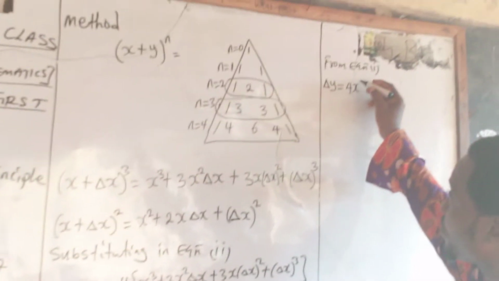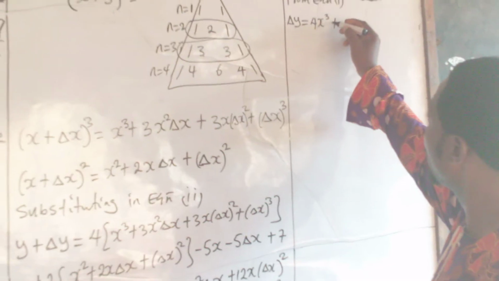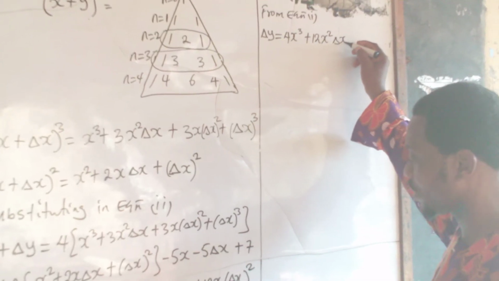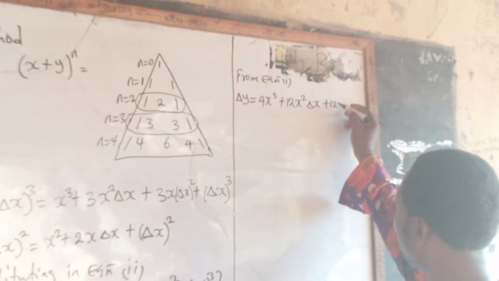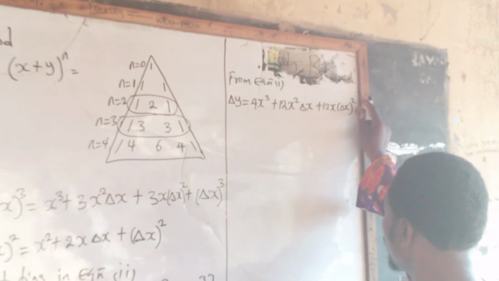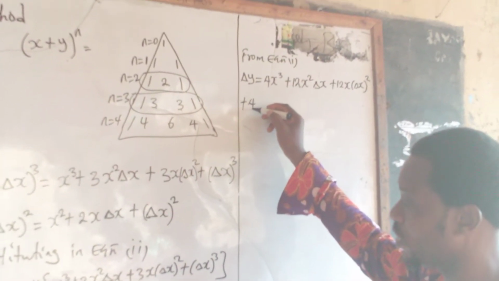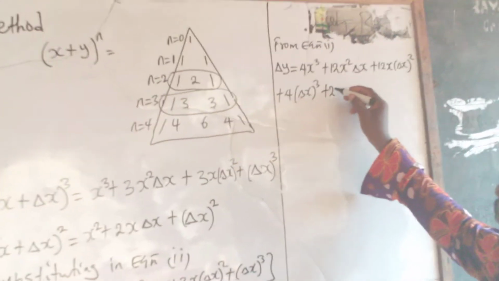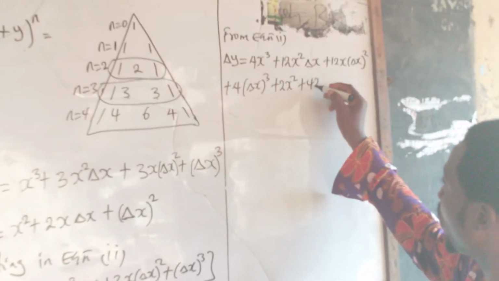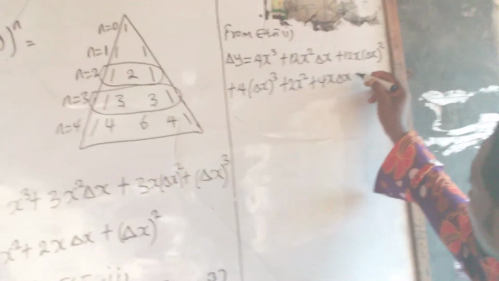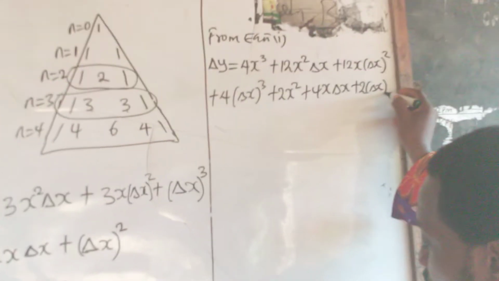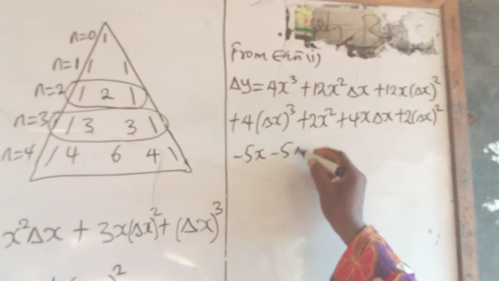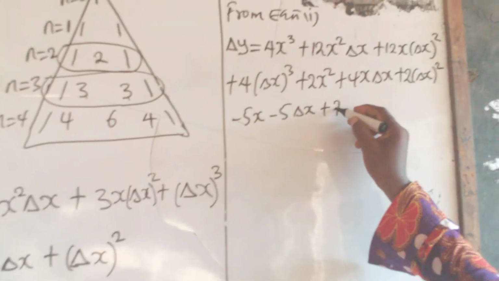4s raised to the power 3 plus 12s squared change in s plus 12s into change in s raised to the power 2 plus 4 into change in s raised to the power 3 plus 2s squared plus 4s change in s plus 2 into change in s raised to the power 2 minus 5s minus 5 change in s plus 7, then minus.